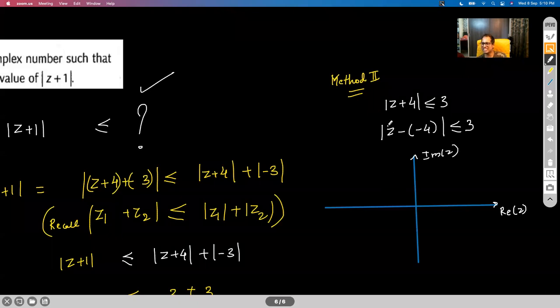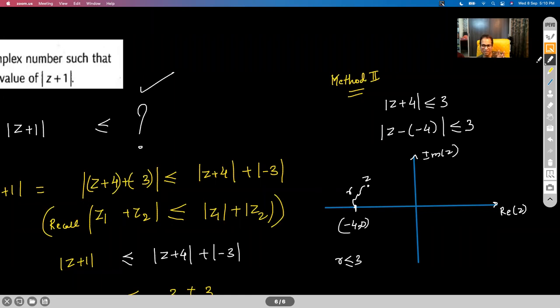See, dear student, it means that Z is such a point whose distance from minus 4, let's say it's the complex number minus 4, 0, always is less than or equal to 3. Whatever this distance is, that distance is always less than or equal to 3. Then where should Z be lying? Any idea? Nikhil has already given the answer.